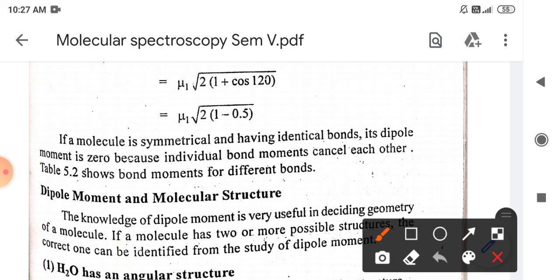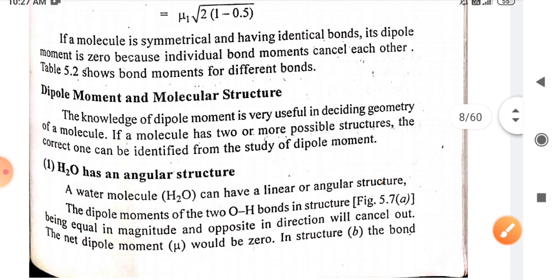Since the molecule is symmetrical and has identical bonds, its dipole moment comes out to be 0 because the individual bond moments cancel each other. Various bond moments or dipole moments are given in the previous table. That is the importance of dipole moment and bond moment.